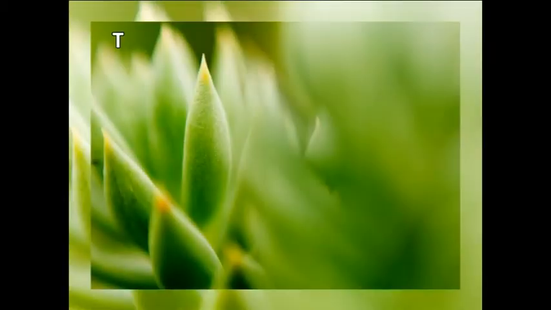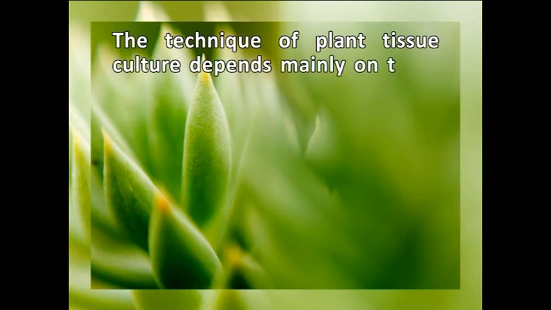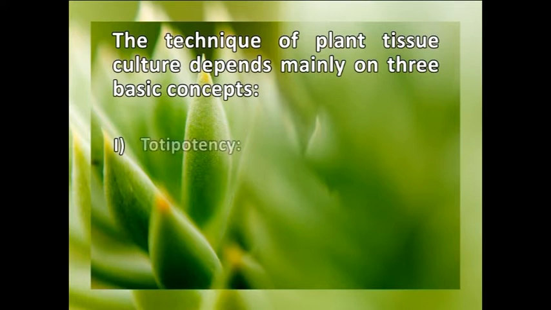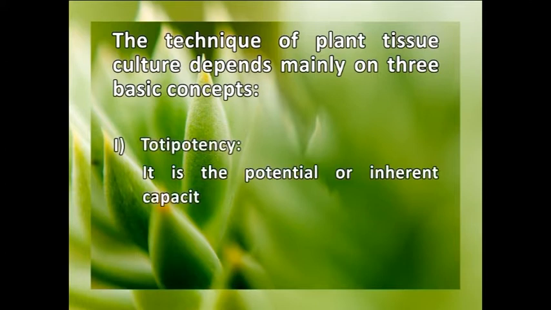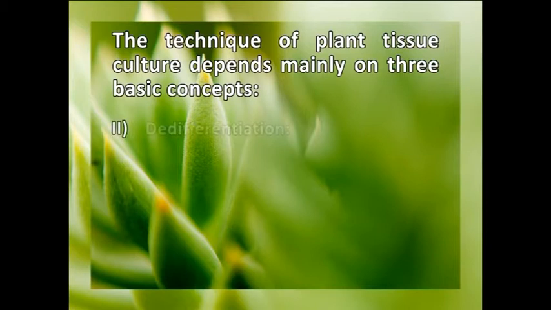Then let us see the basic concept of plant tissue culture. The technique of plant tissue culture depends mainly on three basic concepts. The first concept is totipotency. It is the potential or inherent capacity of a plant cell to develop into an entire plant in response to suitable stimuli. The next concept is dedifferentiation.